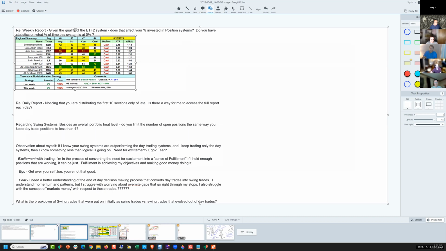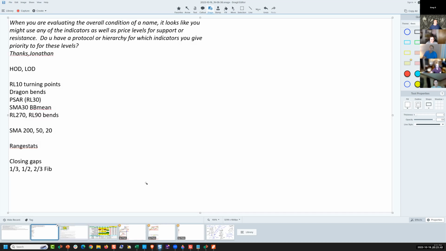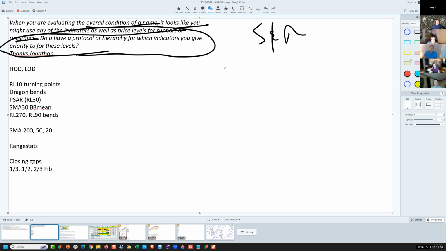Jonathan, however, did ask, when I'm evaluating the overall condition of a target, it looks like I might use any of the indicators as well as price levels for support and resistance. Do I have a protocol or hierarchy for which ones I look at?